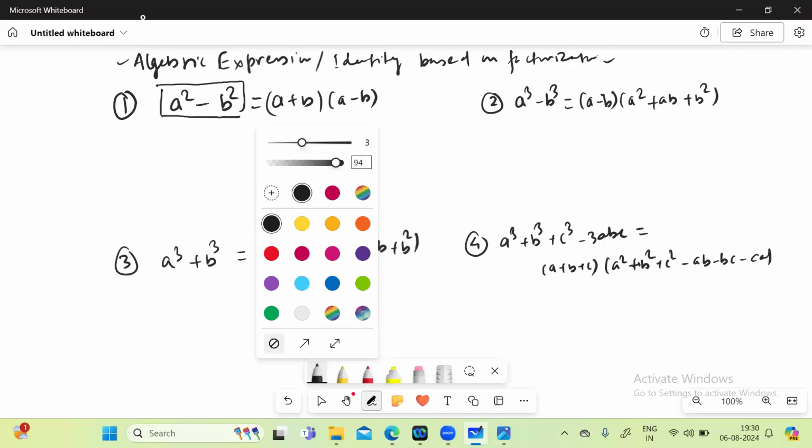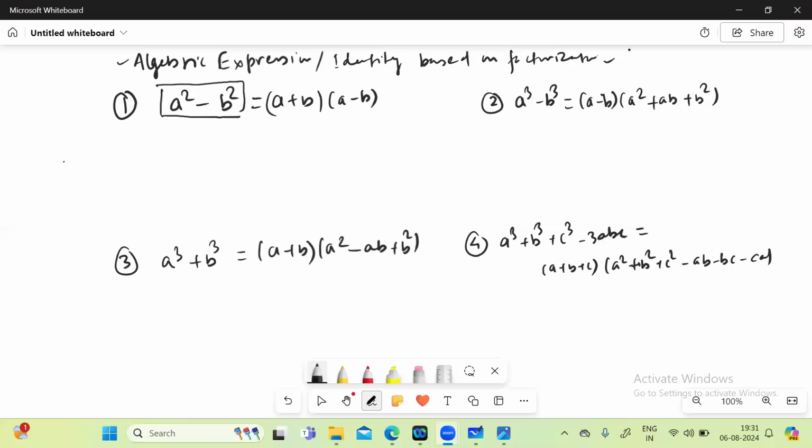That means the right side of these expressions are in multiplication format, or you can say that a plus b is a factor of a square minus b square. A minus b is also a factor of a square minus b square. Same here, a minus b is a factor of this, and this is also a factor of this. So this is how we have shortlisted these four formulas.